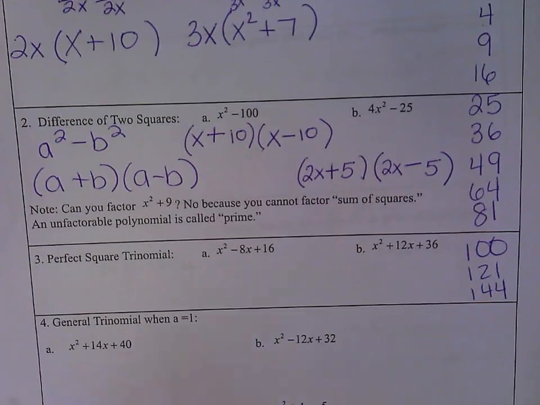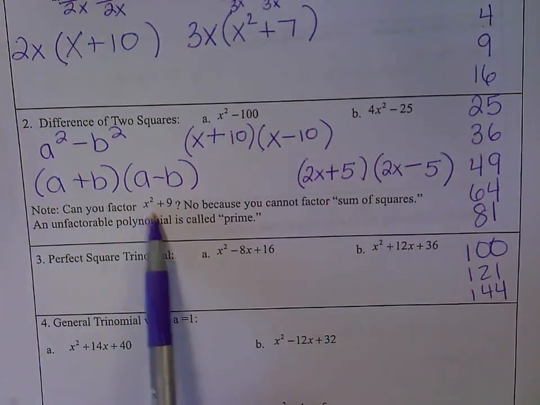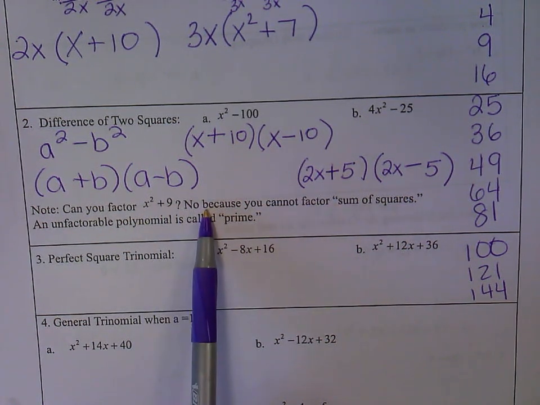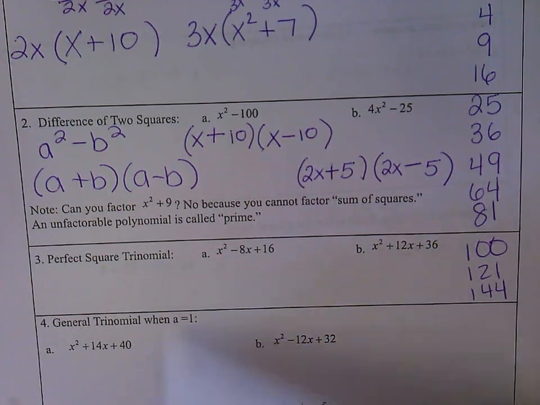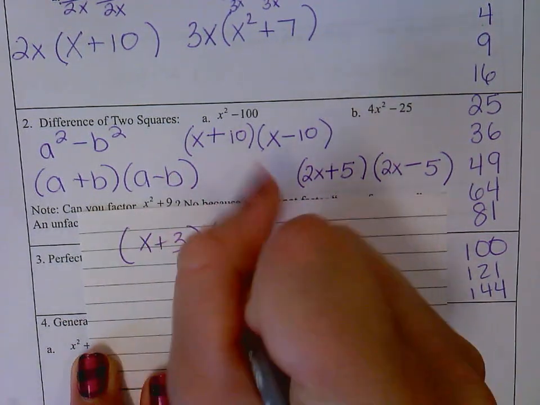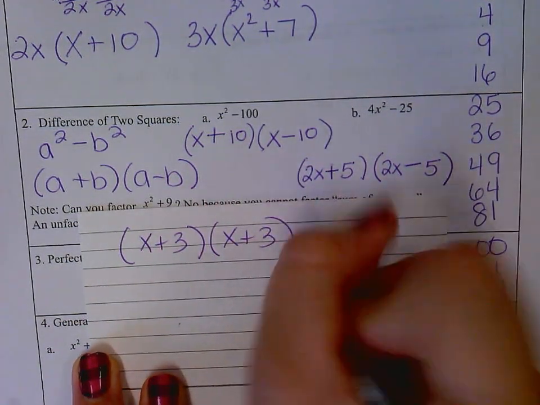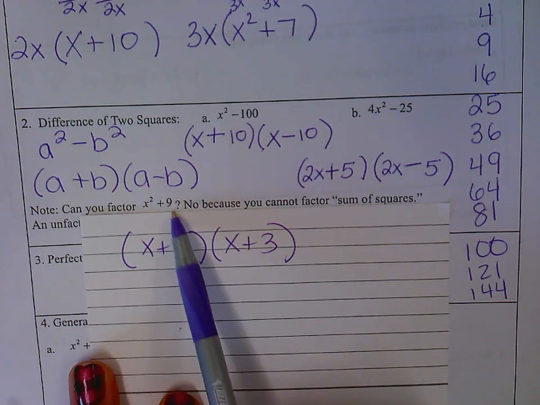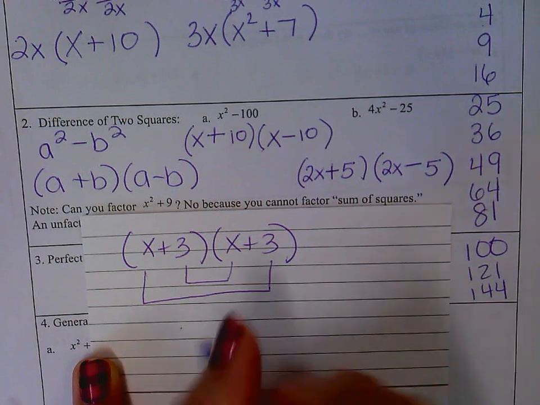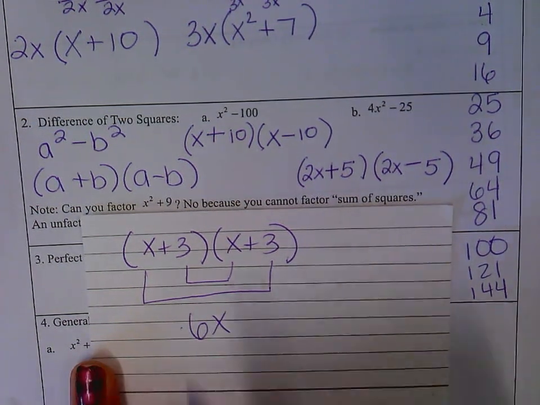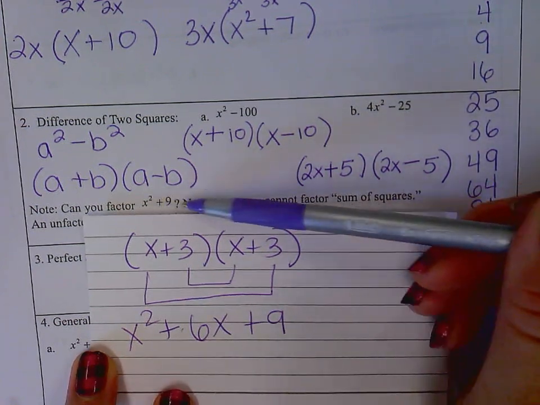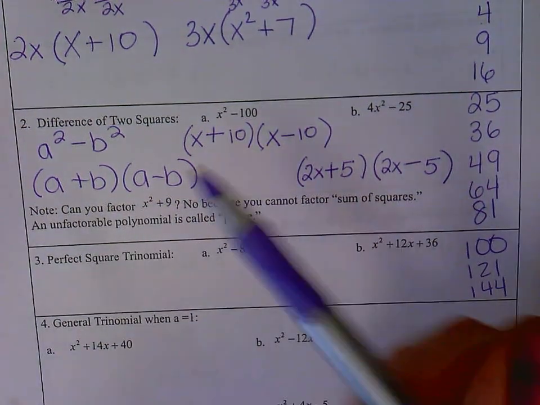All right, so then this is an important thing to note. Can you factor x squared plus 9? No. What if I tried to do it? So what if I took x squared plus 9 and I tried to write it as x plus 3 and x plus 3, because that looks good, right? 3 times 3 is 9. What happens when I do my outer and my inner is I actually get 6 x's. So I get x squared plus 6x plus 9. There's no 6x up here. So this is actually a prime.